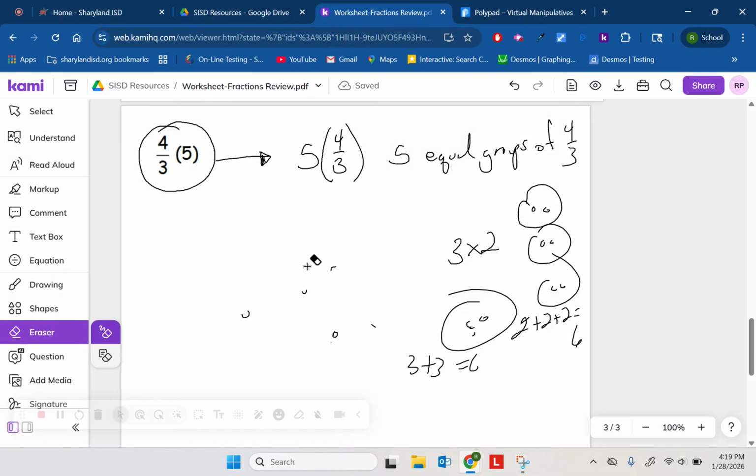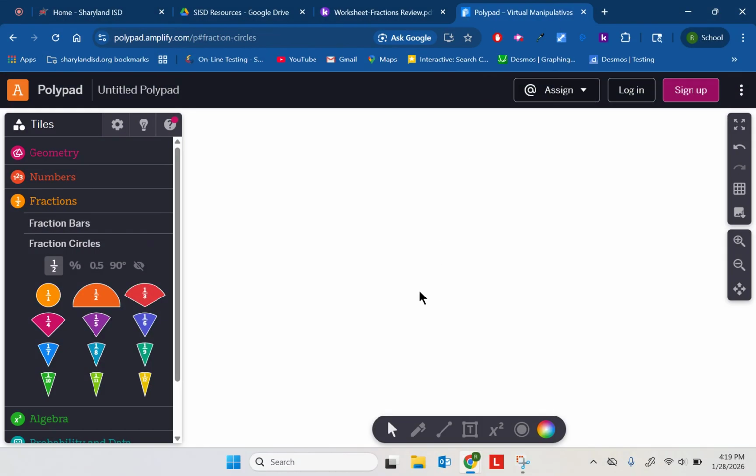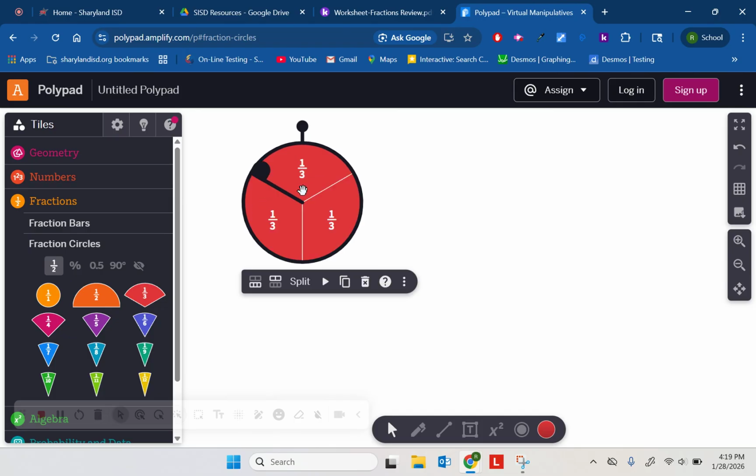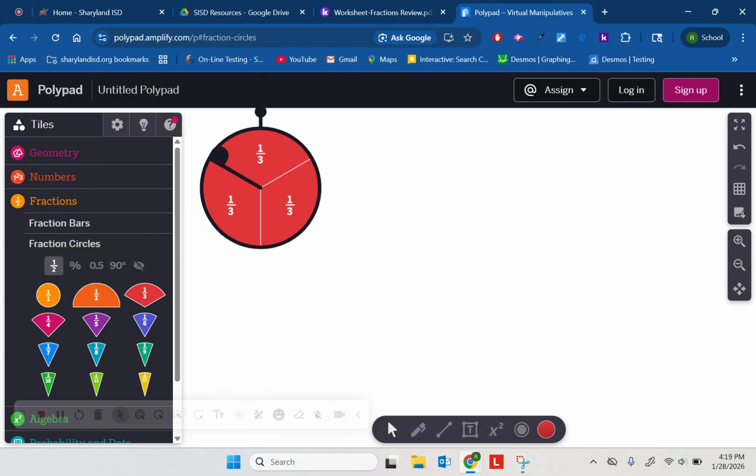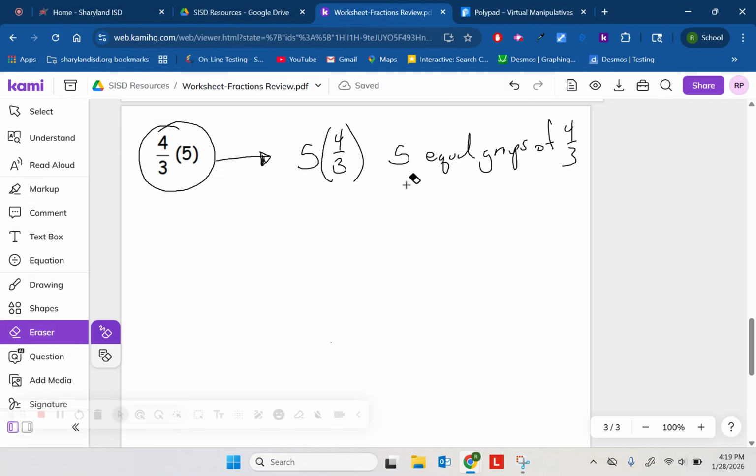But what this 5 times 4/3 is going to allow me to do is use pictures. It's going to allow me to use virtual manipulatives or just the actual manipulatives themselves. So I'm going to go over here and show you probably my favorite website that I like to use called Polypad. And I'm going to build 4/3. So I got that guy here. See, that's 1, 2, 3/3. And then I'm going to include another one. I have 4 1/3. Get it? 1, 2, 3, 4. And I need 5 of these guys.